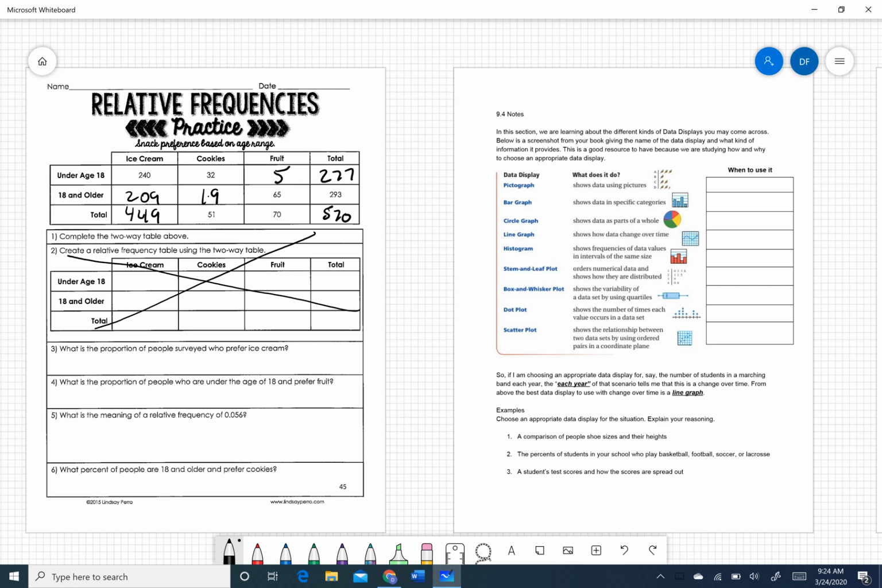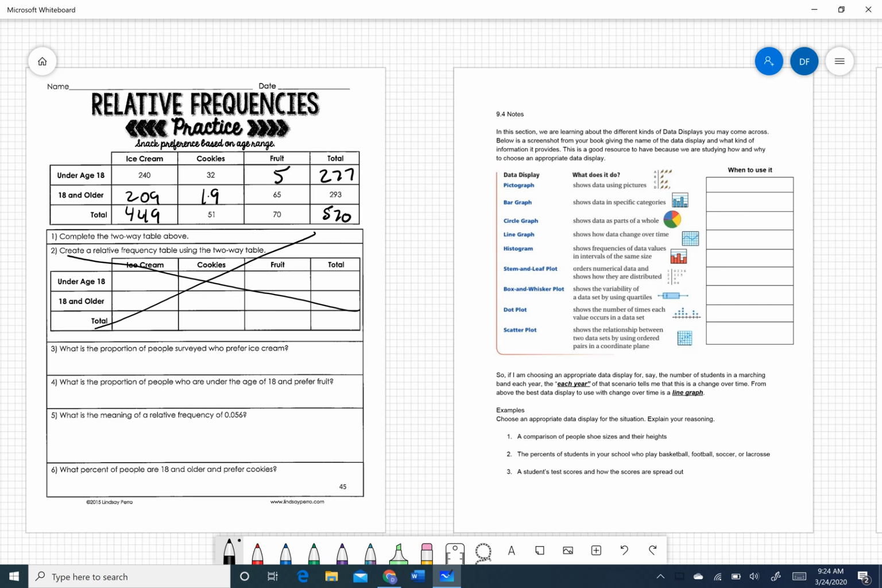Yesterday we finished talking about two-way tables and percentages and relative frequencies and things like that. So today we're going to go ahead and start with that, and then we're going to move into 9.4, which we're not really going to do a lot of mathematics in. We'll get into that in a minute, but just so you know, there's not going to be a lot of math when we talk about 9.4.